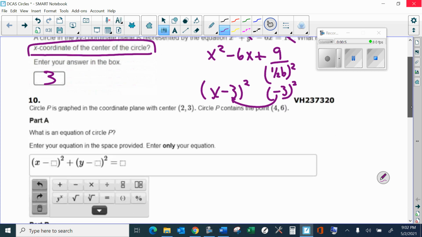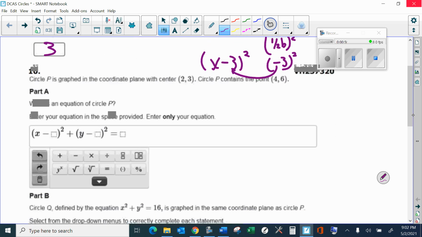All right, next. Circle P is graphed in the coordinate plane with center 2, 3. Circle P contains the point 4, 6. What is the equation of circle P? So we know the center's already there, so we can already fill it in: 2, 3. Remember, this is r squared every time. And from the center to a point of the circle is r. So if we find that distance, there's what we're looking for, r squared.